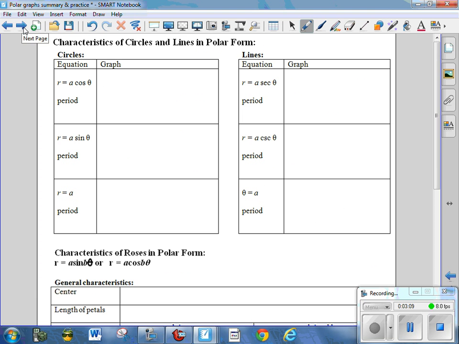So circles, we have 2 different types of circles. When we have a cosine theta, we have a circle that's going through the pole, but it's either to the right or to the left of the vertical axis. So if a is greater than 0, it's to the right. If a is less than 0, it's to the left. And a equals the diameter of the circle.